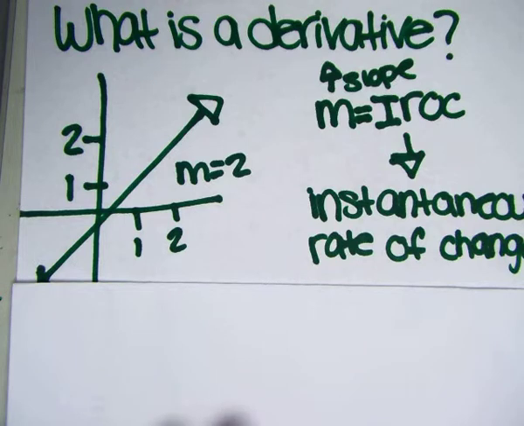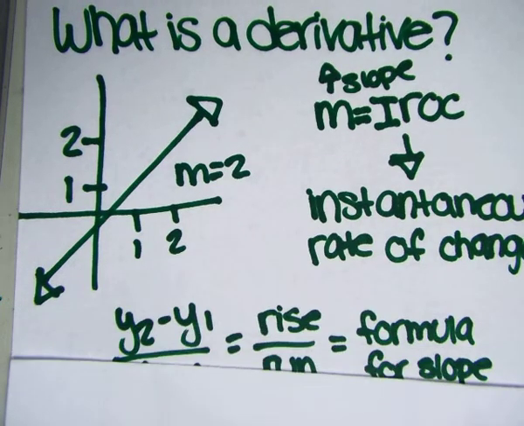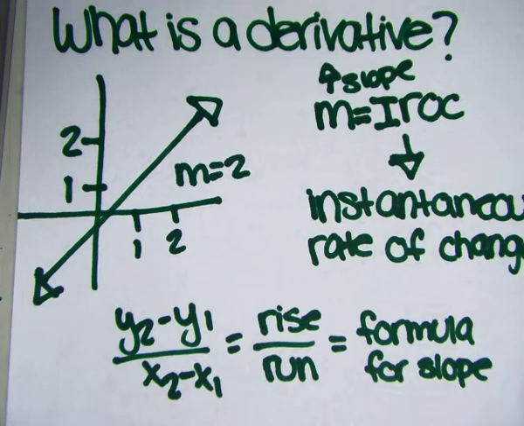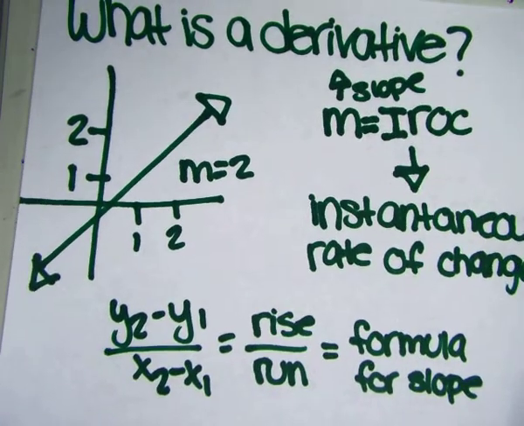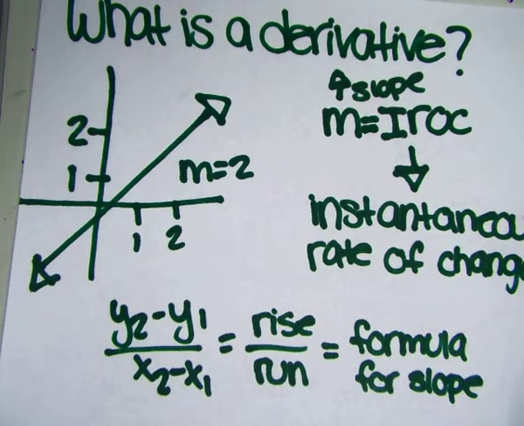When we're looking at curves instead of linear graphs, it gets difficult because the slope at every point is constantly changing. A way to find the slope is using the rise over run method, or the formula for slope, which is y2 minus y1 over x2 minus x1. And it can also be used to find the slope of a curved line, but only as an approximation, and only if the 2 points are close enough.